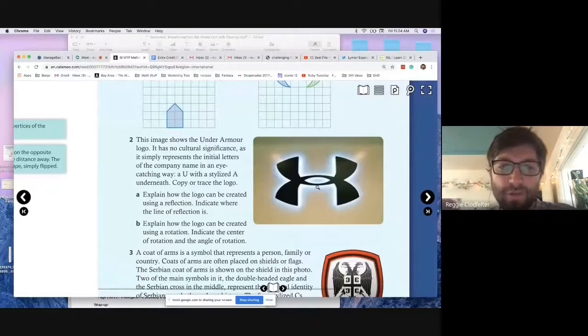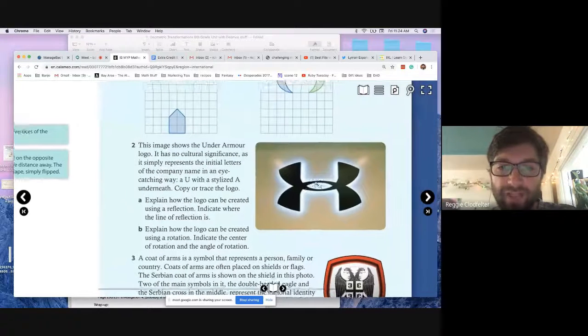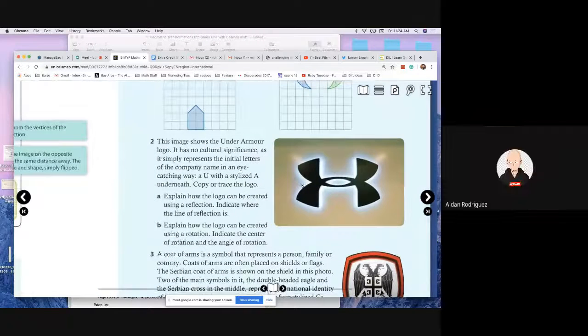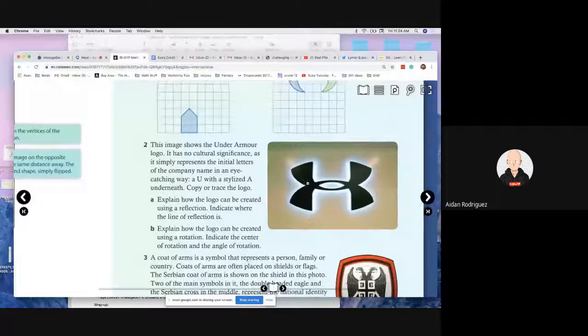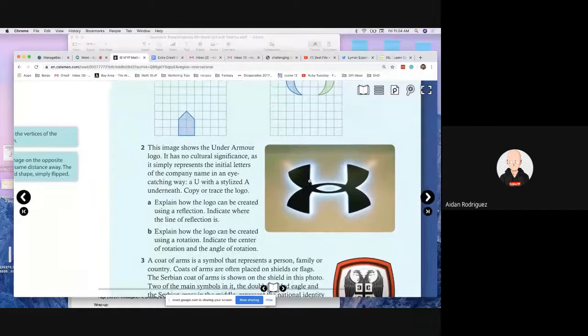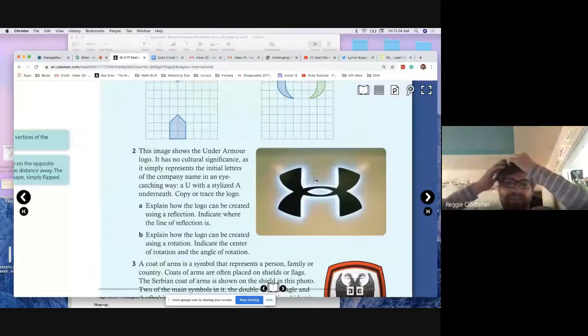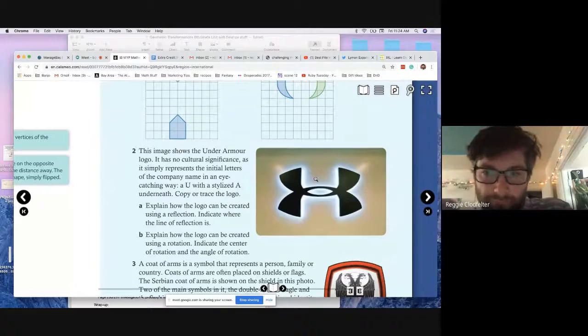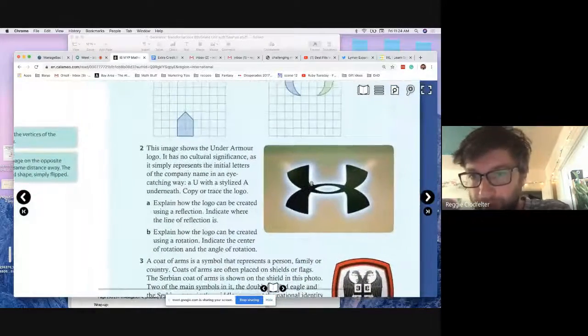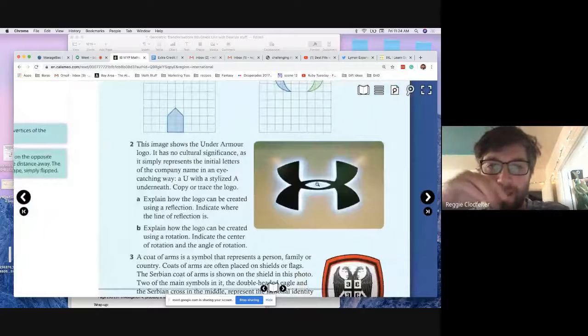Okay, Aiden, can you explain how the logo can be created using a rotation and indicate what the center of rotation and angle would be? So it could be rotated. The center of rotation, I guess, would be... I don't know how I would do this. No worries at all. Does someone else have an idea of where the center of rotation would be to turn part of this image into the other half? Basically, how to make one U the other.